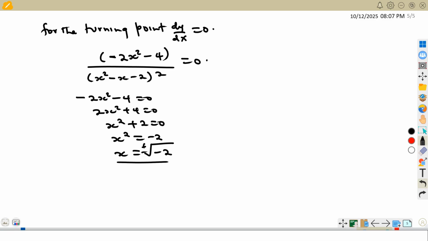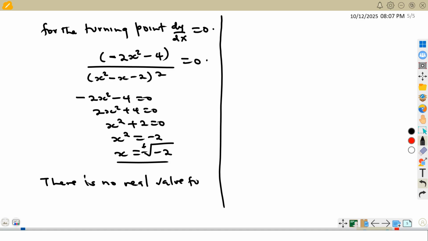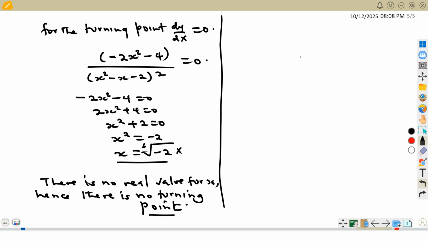From here we shall have the square root of minus 2, and we know that the square root of a negative number is complex. So x has no real root. Clearly there is no real value for x, because this will give us a complex number. This implies that there is no turning point. So we have no turning point for this curve, and if the turning point is not there, then we shall not look at the nature of the turning point.